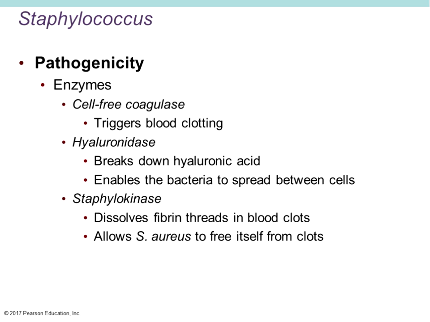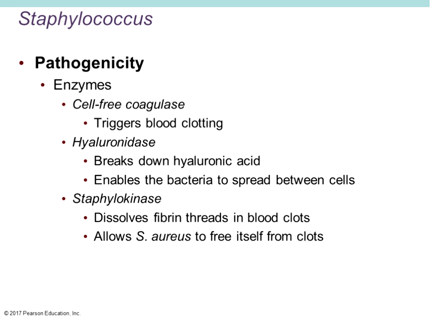Staphylococci are also going to dissolve fibrin threads and blood clots, which will allow Staph aureus to free itself from the clot. So once it has escaped phagocytosis by the immune system, it digests its way out of the clot. Once it no longer needs to be hidden in that blood clot, it can escape from it by breaking down the clot.